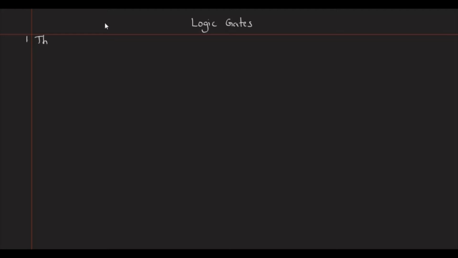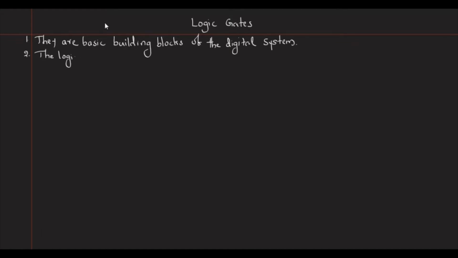Welcome to the new class on logic gates. Logic gates are the basic building blocks of the digital system. The logic operations frequently involved in the design of the digital system are AND, OR, NOT, NAND, and exclusive OR.